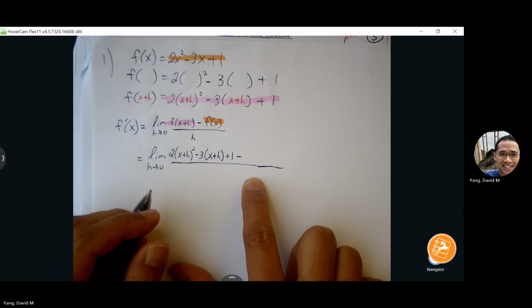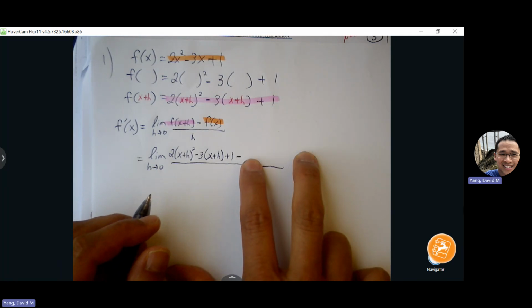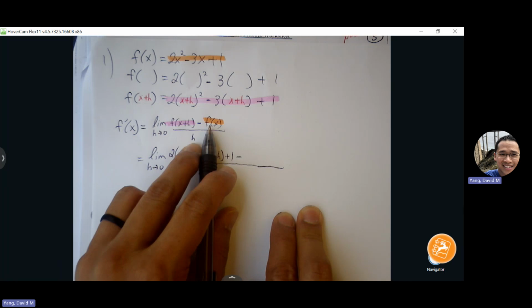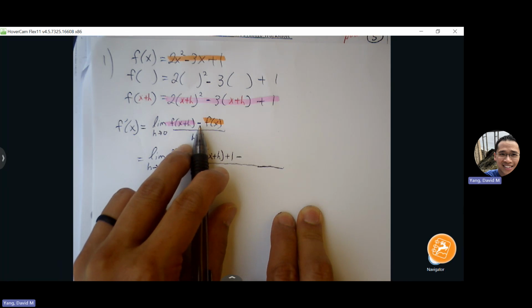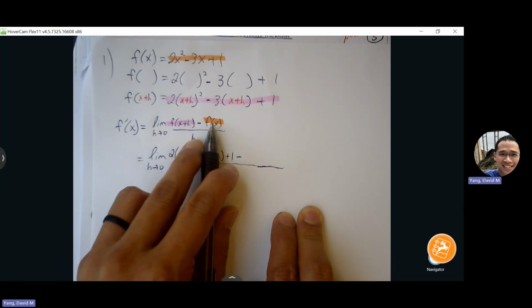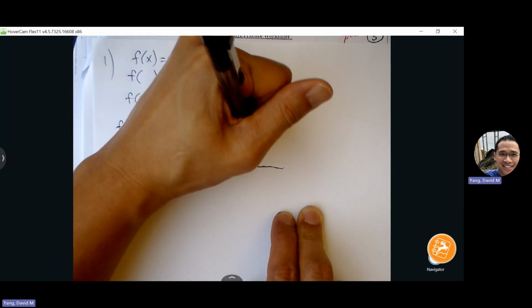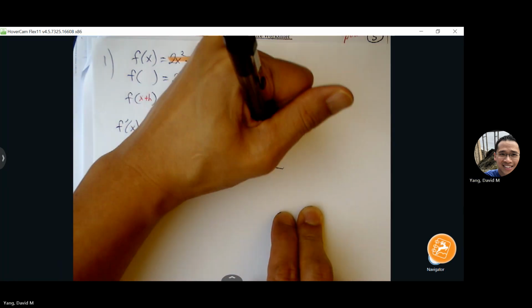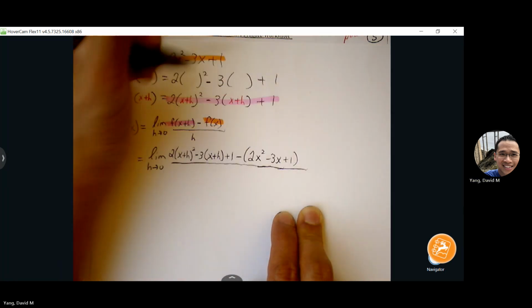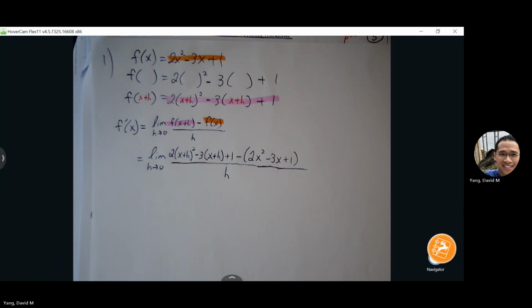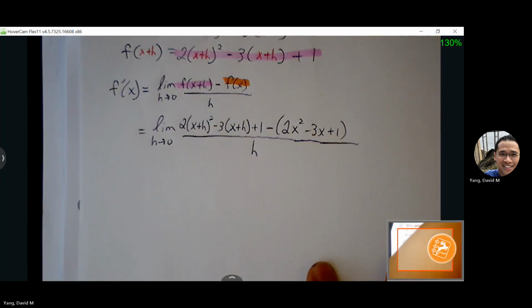Now, I think it's really helpful if you put a set of parentheses around the f of x, because that negative can present a problem if we forget to distribute. So as a reminder, to distribute, we'll put a parentheses around f of x. Okay, so now it becomes a limit problem.